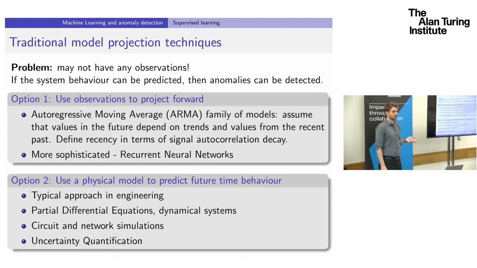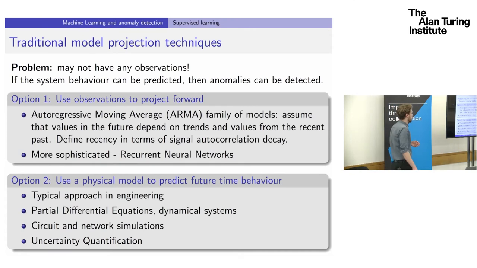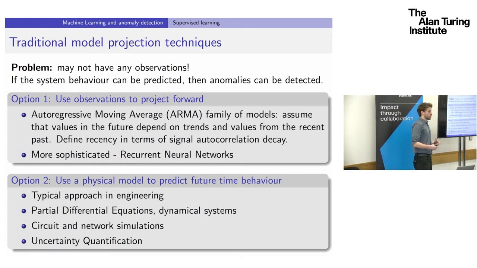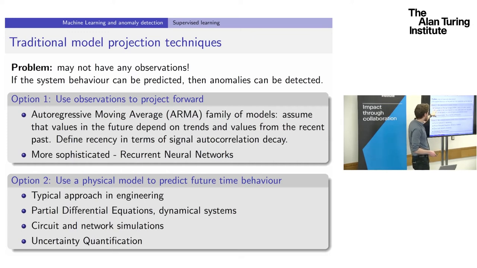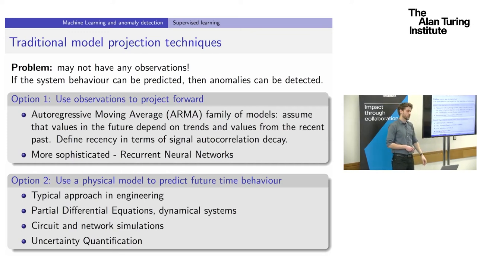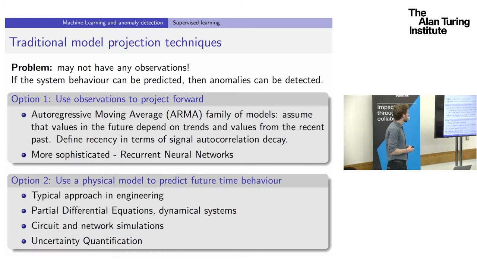But we might not have many observations. In the case of mobile networks or something like this, you have a lot of data, and maybe you want to project forward in time, so you can use traditional methods like the ARMA family of models, where you're assuming that the next points in the time series depend on the recent past. Of course, there's a whole family of these, like ARIMA and GARCH and all of these sorts of things. Recurrent neural networks are a more modern way of doing this, but I won't go into detail.